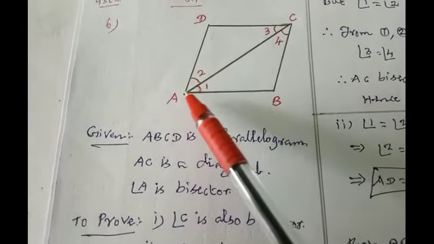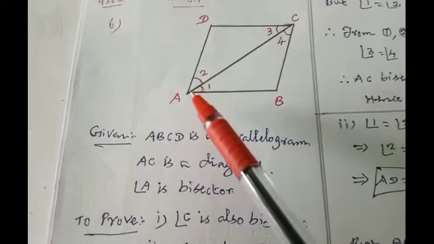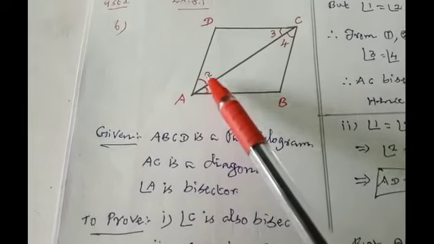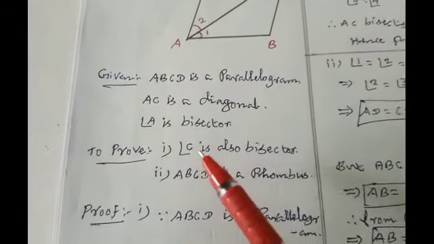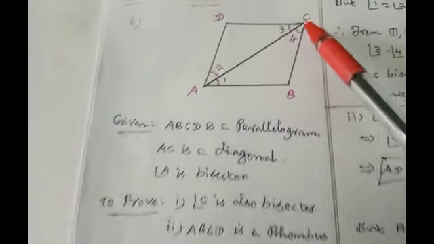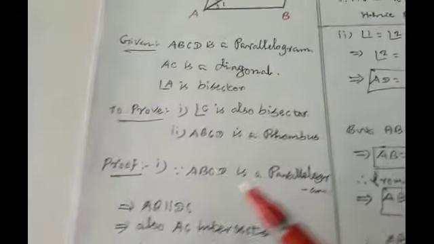Bisector அப்படினாக்க இந்த angle வந்து two equal angles split பண்ணும். So இது angle 1, angle 2, then angle 3, angle 4. Now we have to prove that angle C also is a bisector. அப்ப angle C வந்து bisector னு prove பண்ணணும்.